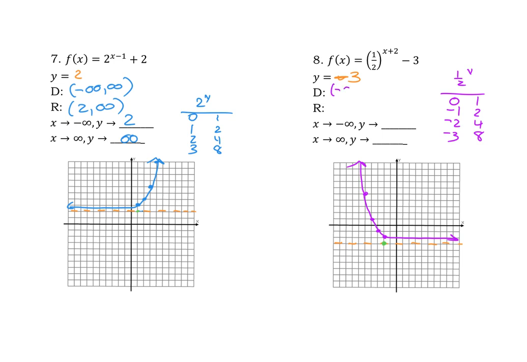So my domain is still -infinity to infinity. My range is the asymptote up to infinity. As I go to the left, I'm going to positive infinity. As I go to the right, I'm going towards the asymptote, which is at -3.